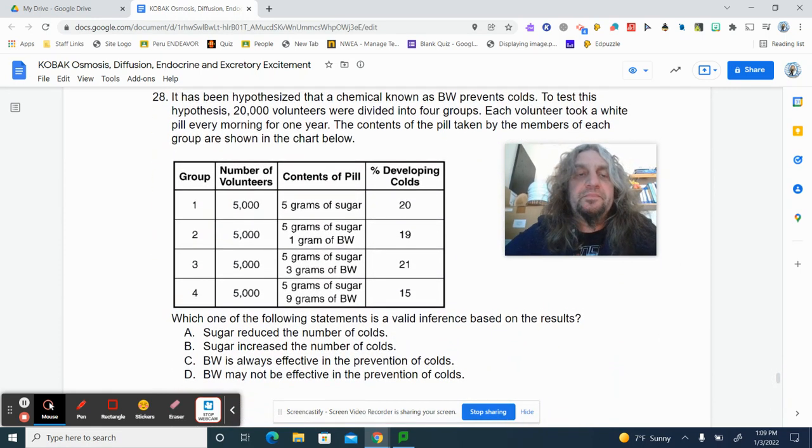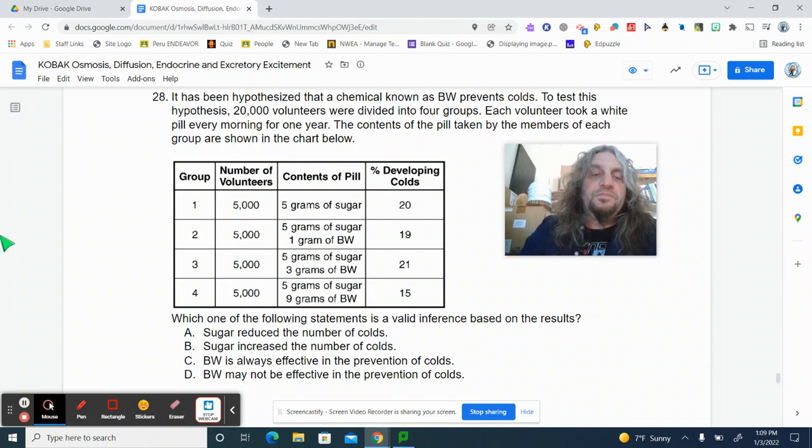Question 28. It has been hypothesized that a chemical known as BW prevents colds. To test this hypothesis, 20,000 volunteers were divided into four groups. Each volunteer took a white pill every morning for 1 year. The contents of the pill taken by the members of each group are shown in the chart below.